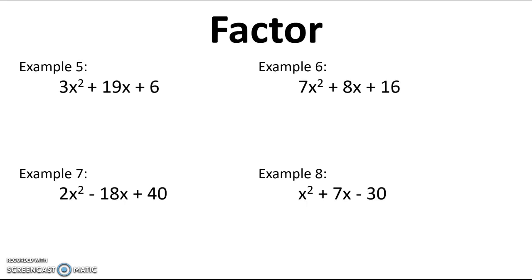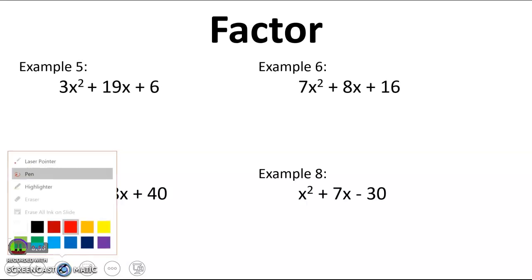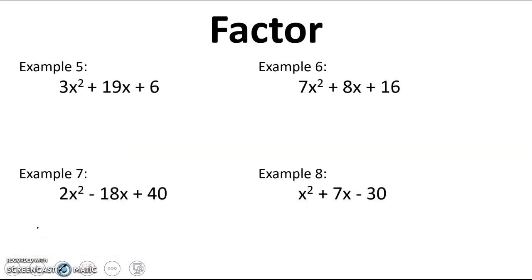So okay, starting with example 5, well, let me get the pen going here. So got the example 5, and let me get black there. So we're starting off with taking out a GCF. We start with this 3, 19, and 6. Well, I can't really take any GCFs out of that, so I'm going to go ahead and take my A value and my C value. I'm just going to multiply them together. So you get 3 times 6, which gives me 18.